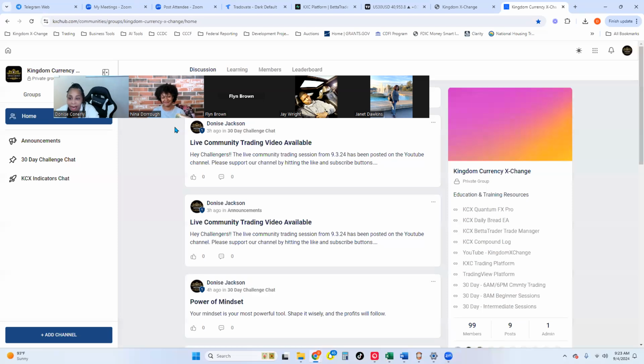So the goal is to pass that evaluation account before the 30 days. If not, they will charge you the monthly reset fee, which is between $35 to $50. Right now, I think it's on sale, and it's at $35, I believe. Yeah.